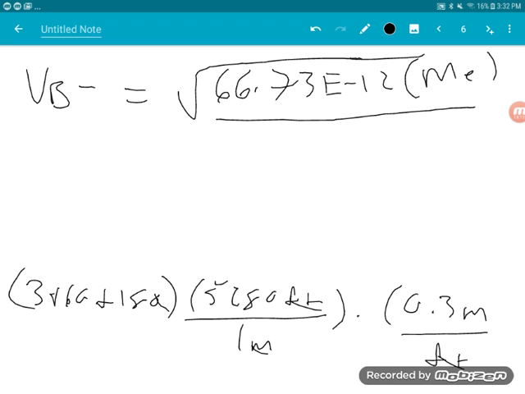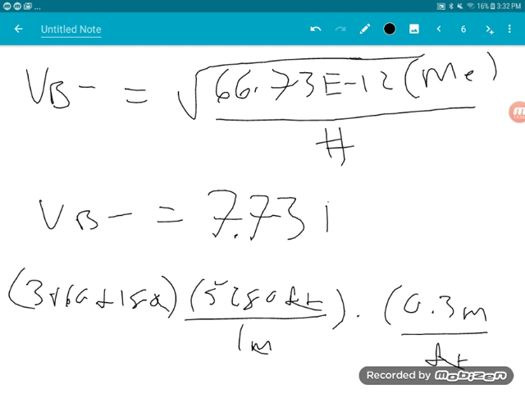When we're done, that gives us a number. I'm not going to do all the calculations here. When we compute that, we get that VB minus is equal to 7.73 e to the 3 meters, per second.